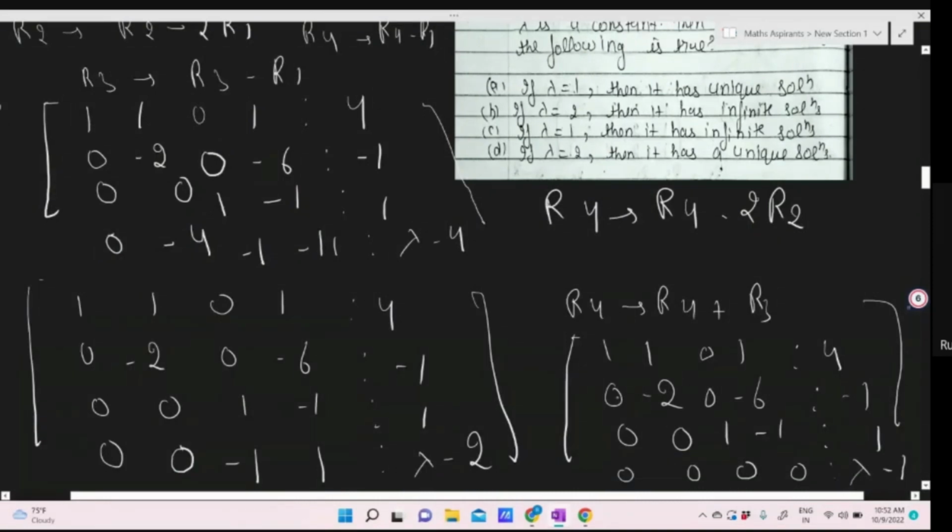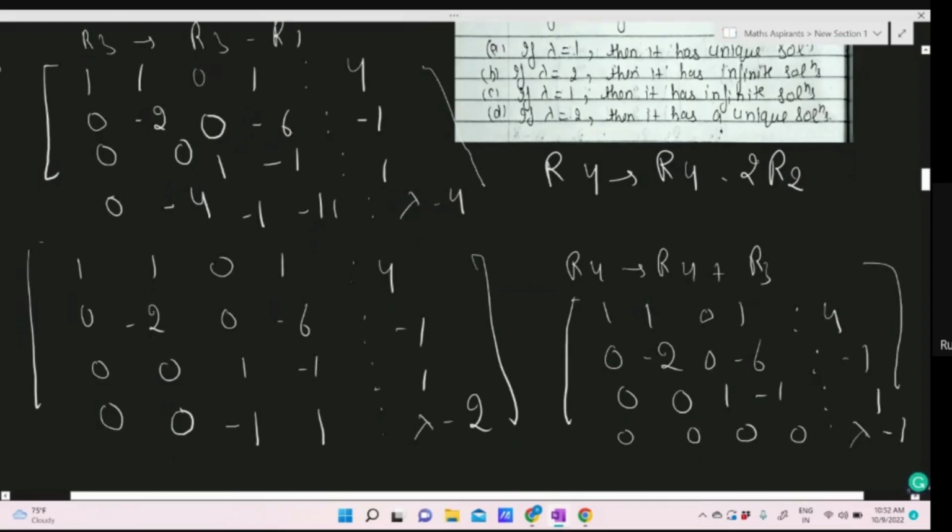If you consider option B, if lambda is equal to 2, then it has infinitely many solutions. If you put lambda equal to 2, then in this position we will get 1. Then the rank of A will be 3 and the rank of the augmented matrix is 4. Then we will have no solution. So option B is also incorrect.